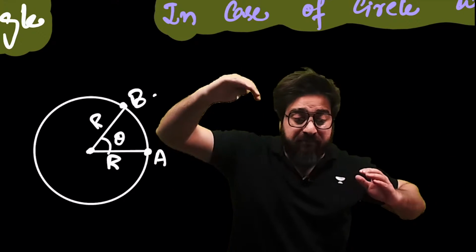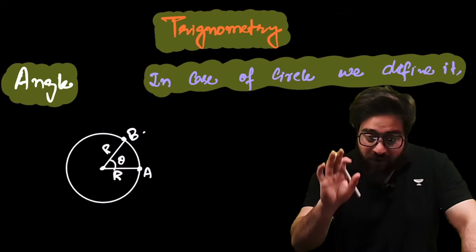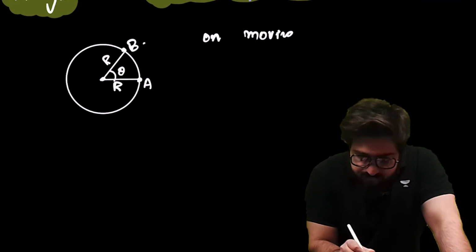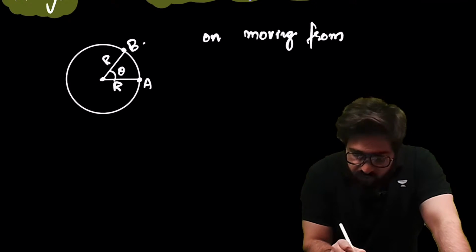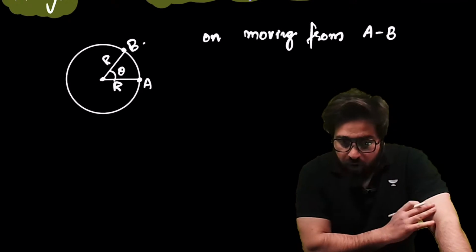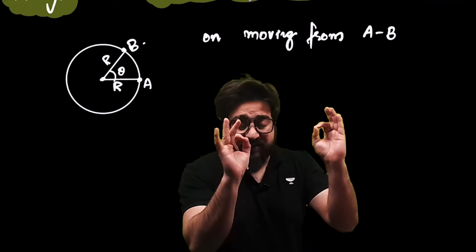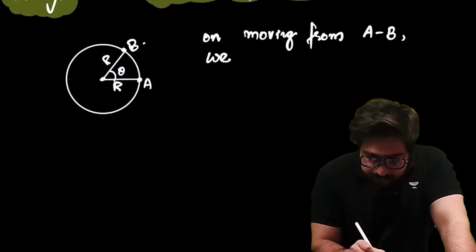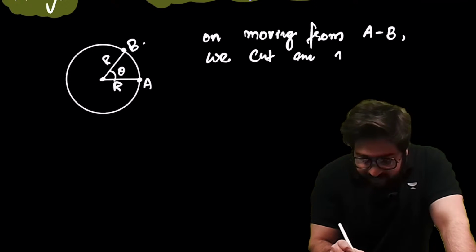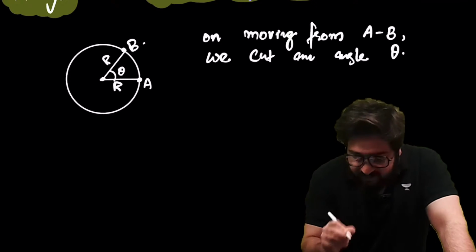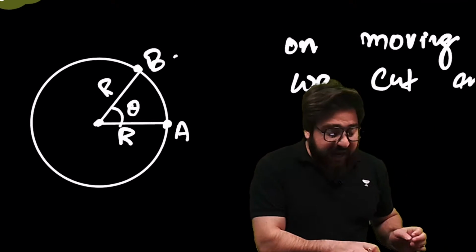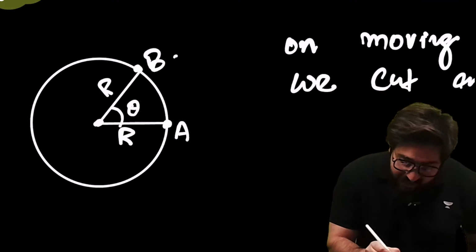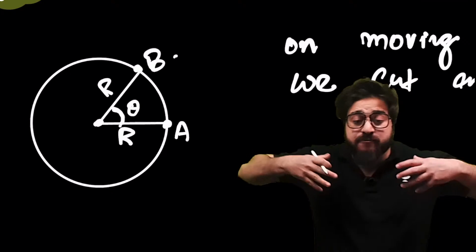You have cut some angle, that's theta over here. So on moving from A to B, listen to me very carefully, we cut an angle theta. It means that while we were moving in this circle from point A to point B, we have moved an angle theta, angular displacement theta.